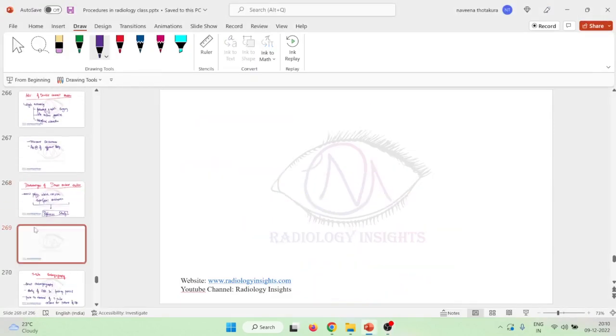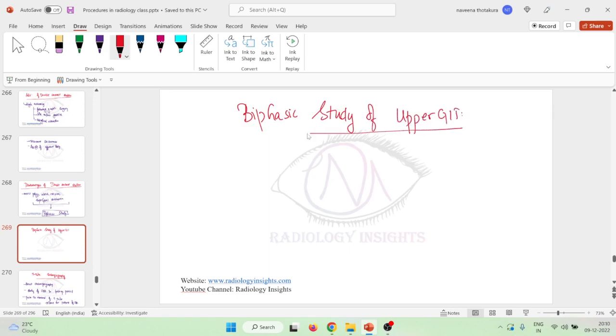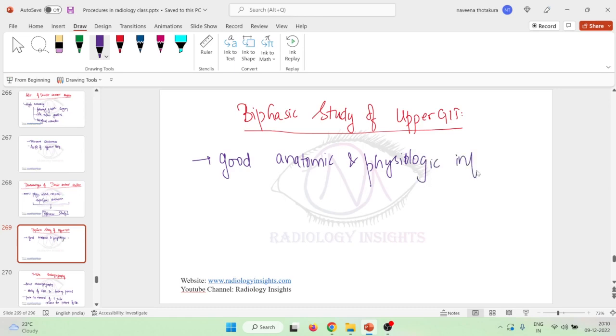Hello friends, let us now learn some important points about biphasic study. Biphasic study of the upper GIT. The biphasic study of the upper GIT gives good anatomic information and also good physiological information. It is well accurate when compared to single or double contrast studies.